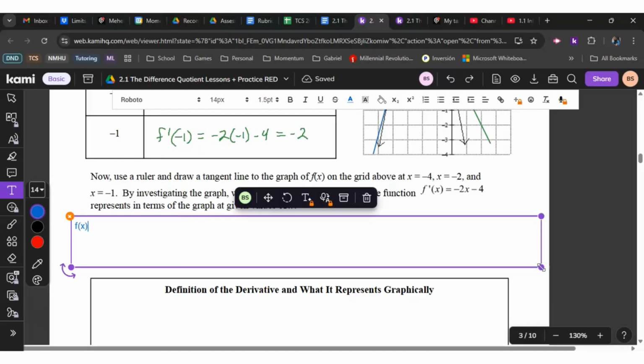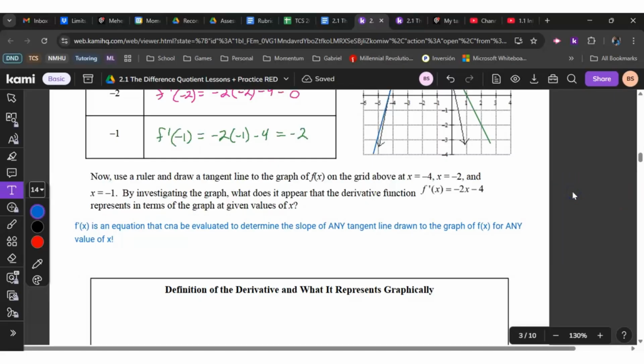So we said that f prime of x is an equation that can be evaluated to determine the slope of any tangent line drawn to the graph of f of x for any value of x. Why am I saying any? I'll let you write it down, and then I want you to think about why I'm saying any. Any tangent line for any x.